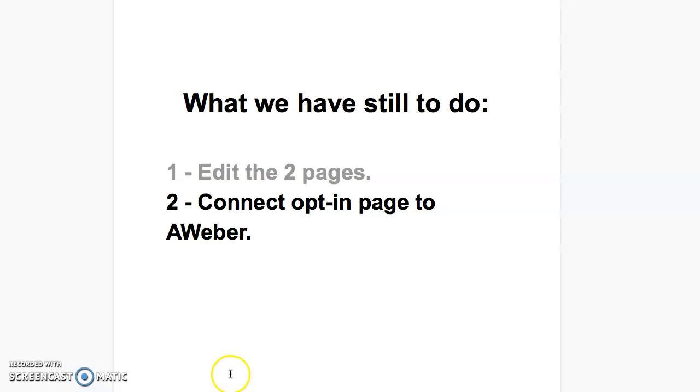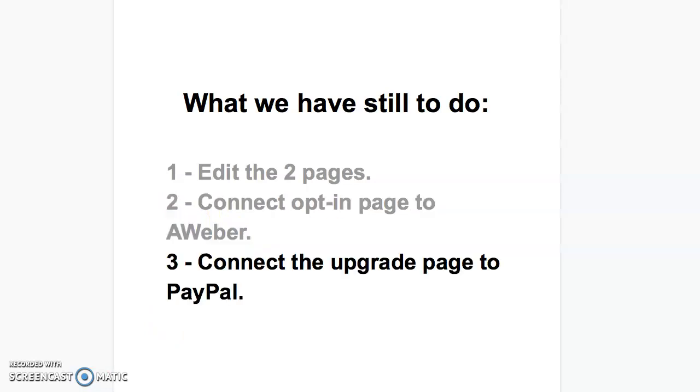So the first thing you need is to connect the opt-in page to Aweber. You create your form in Aweber and then use that URL to connect to the opt-in page. The next thing you need to do is connect the upgrade page to PayPal. Once you've done the first page with Aweber and connected the web form for the opt-in list, you can just close that one, so you're just left with the upgrade page open in NVU.